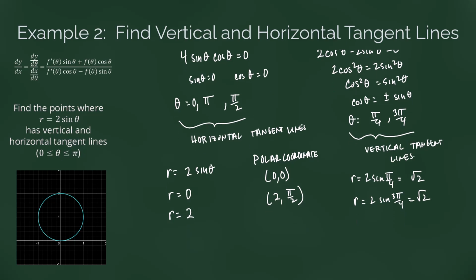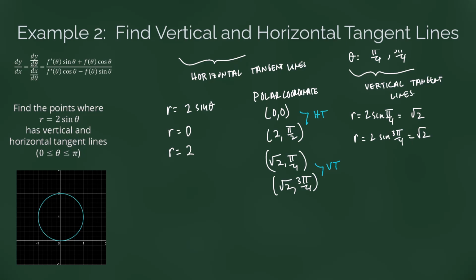So we have the points, again in polar coordinates. These were our horizontal tangents. And at the points (root 2, pi over 4) and (root 2, 3 pi over 4), we get our vertical tangents.